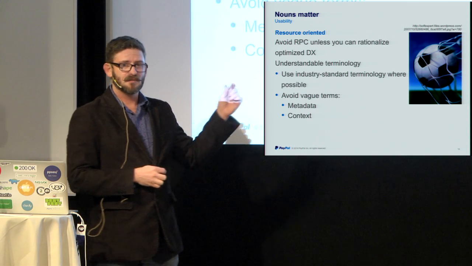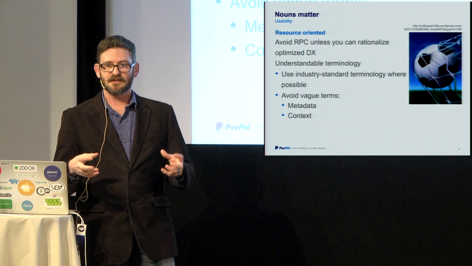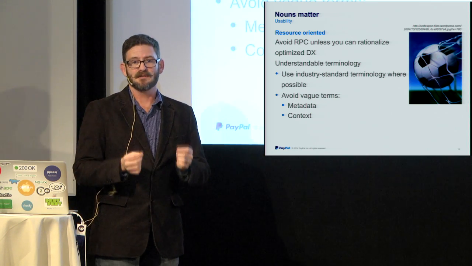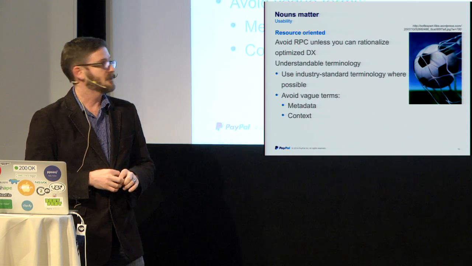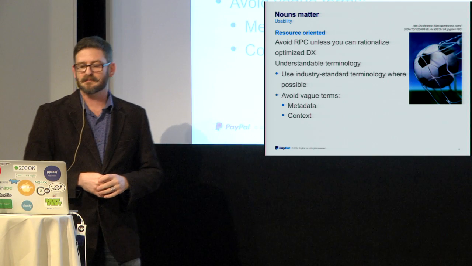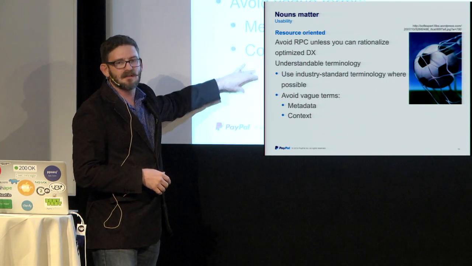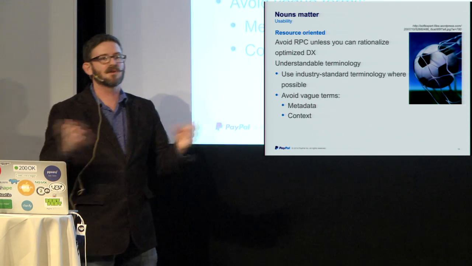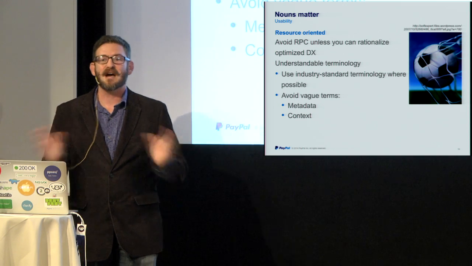Terminology, so nouns matter in the sense that you're building noun-oriented resource collections, but it also matters in the words that you use. You get sort of obsessed with words when you do this stuff all the time. And I think there's a trend of linguists getting involved in API design for that reason. So vague terms like metadata and context, this stuff pops up all day long everywhere. Everybody wants a metadata. Everybody wants a context. What the hell does that mean? It could mean 1,000 things.